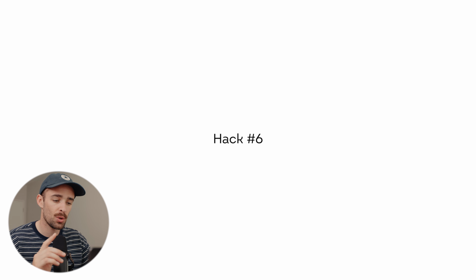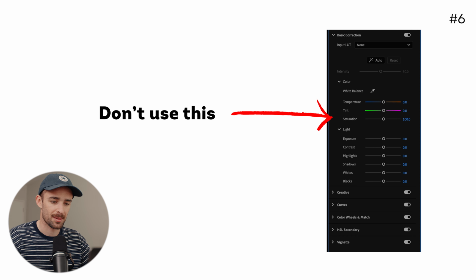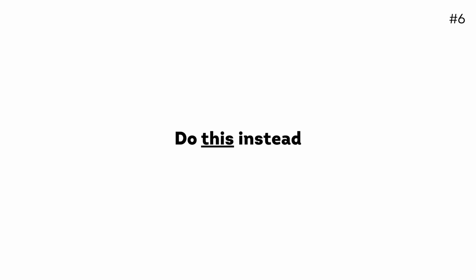Hack number 6 is using the color curves and not the saturation wheel. Don't use this. What this does is when you scale this up, any color in the image is just going to crank that up, and it often ruins the image and it gives you no control of how the colors are actually going to look in the image. So you want to do this instead.